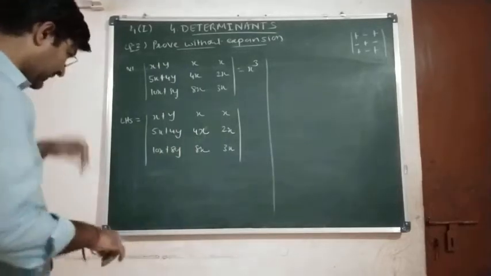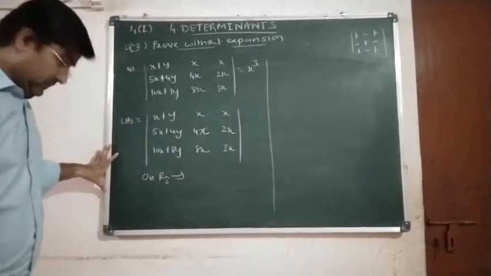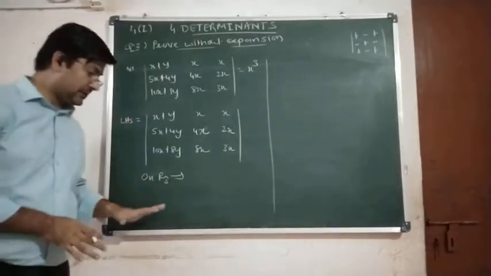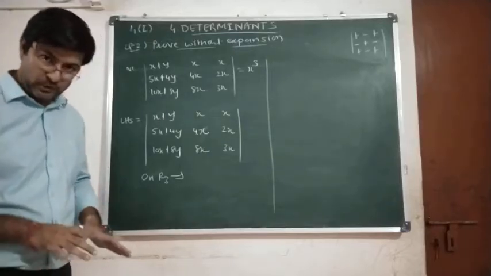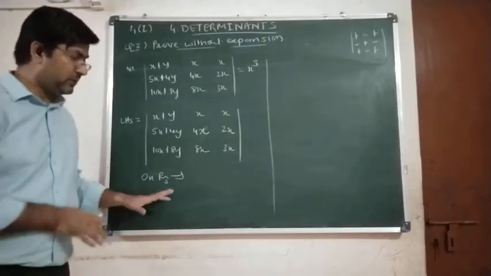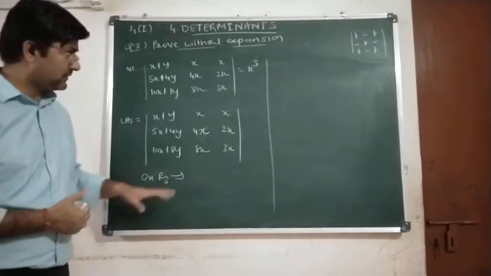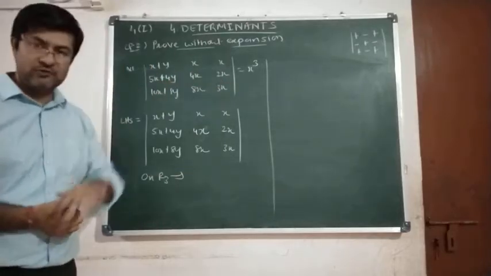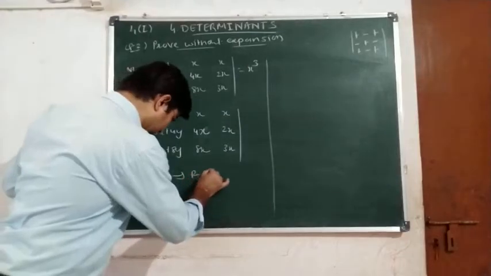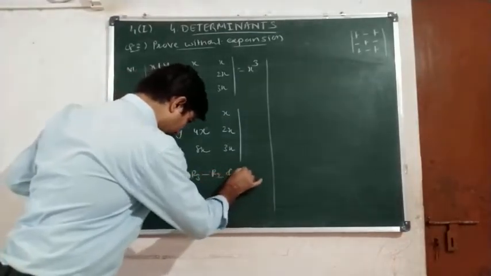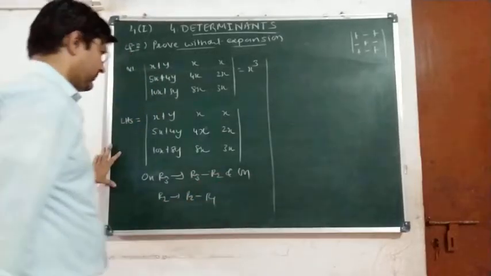So let us begin from this step. Remember that it is not necessary that only one method is there. You can use various methods, but you have to use properties in order to simplify. So you may not proceed in the same manner as I have done, you may proceed another way also. But the important thing is that without expansion we will bring x cube. Clear? So on R3 minus R2 and on R2 minus R1 we will do.